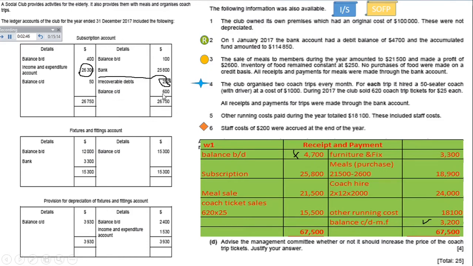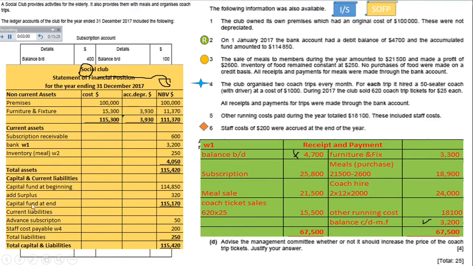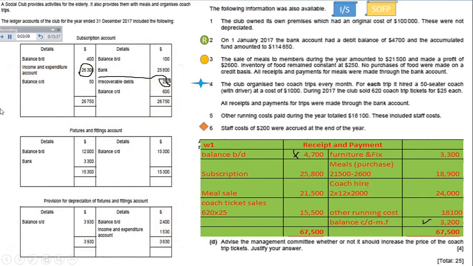Here you have balance CD in the credit side. This becomes your BD. That BD means receivable. Opening balance in the debit side is receivable, so this will go in your current asset as 600. In the statement of financial position, current asset, subscription receivable 600 here. See, you should make sure you put it here. So saying this, we have completed the subscription account by putting all the relevant data. This is complete, and this is also complete.